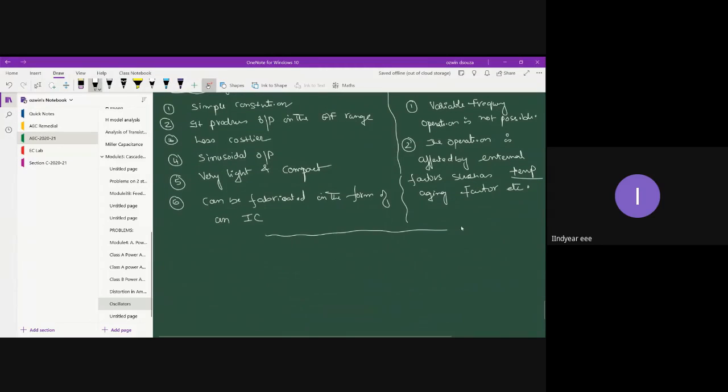All right, so that's all for the day. In the next class, that is tomorrow, I will continue with the other oscillator circuits. Tomorrow let us consider the second audio frequency oscillator circuit, which is called the Wien bridge oscillator circuit.